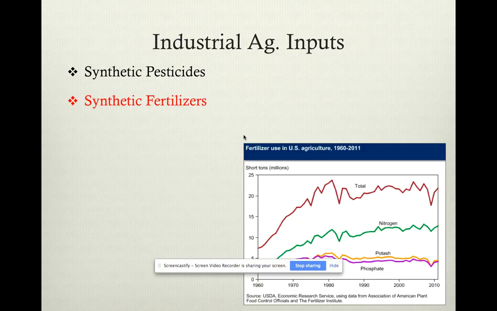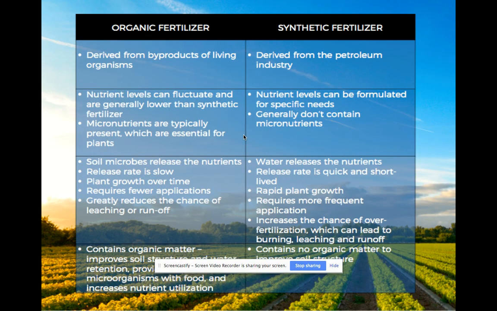We also have fertilizers that are synthetic. And so I'm going to leave this up and I encourage you to pause the video and kind of jot down a few of the differences here. So, an organic fertilizer is something that comes from living organisms like our compost. A synthetic fertilizer is something that's derived from oil, basically, comes from fossil fuels.